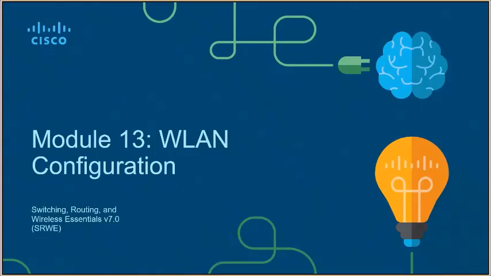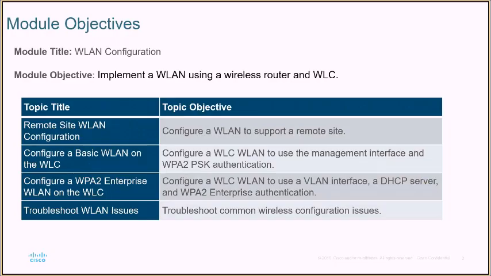So we're up to Module 13 of Switching, Routing and Wireless Essentials, which is Wireless LAN Configuration. We're going to look at how to implement a wireless LAN using a wireless router and a wireless LAN controller. So the first section is a remote site using a wireless router.